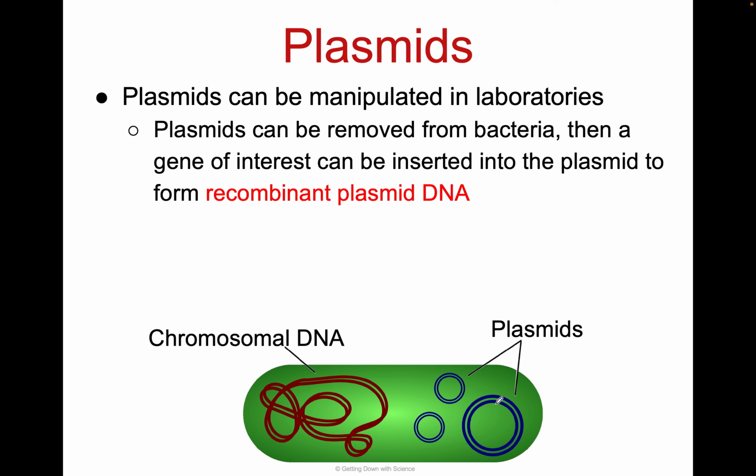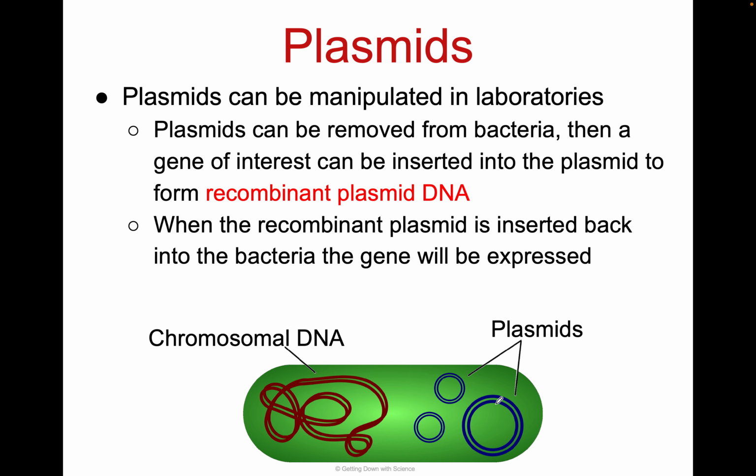So it can be removed from the bacteria. We can toss in our own genes that we want, recombine different genes, put it back into our bacteria, and voila, now we have E. coli that is producing a green fluorescent protein normally found in jellyfish. Pretty wild. But recombinant plasmid DNA is where we are recombining genes. When the recombinant plasmid is inserted back into the bacteria, that gene will be expressed. Again, we saw that in our E. coli bacterial transformation lab. Very cool stuff.